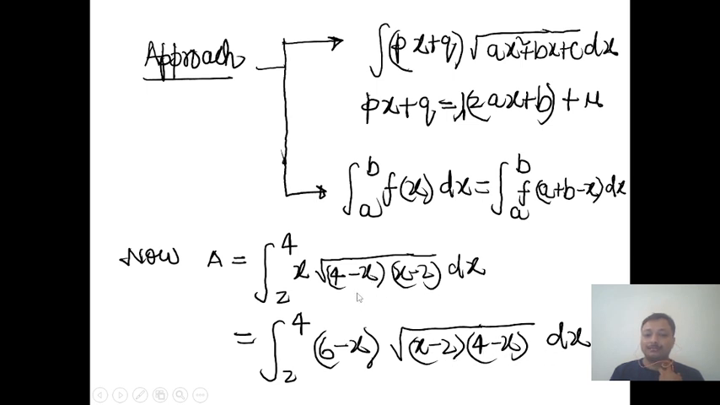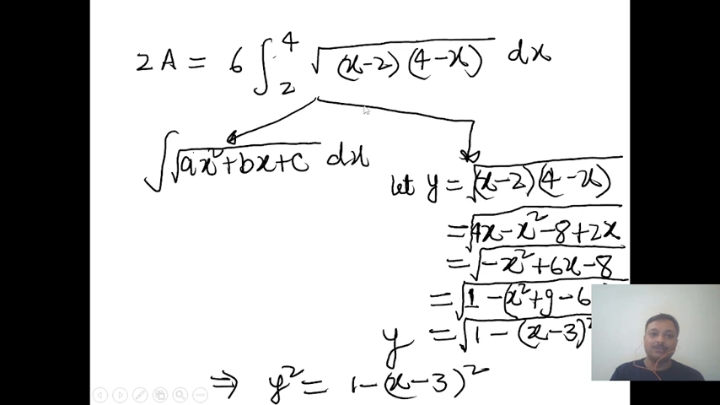So see, these two square root parts are the same. So we can write this integral also as a, and then we will add. So we get 2a, and x and minus x will cancel, so only 6 remains, times the integral between 2 and 4 of square root of (x minus 2)(4 minus x) dx. That will be equal to 2a, because we are adding a and a. So 2a is equal to 6 times the integral from 2 to 4 of square root of (x minus 2)(4 minus x) dx. So this is what we get, but how to integrate this?